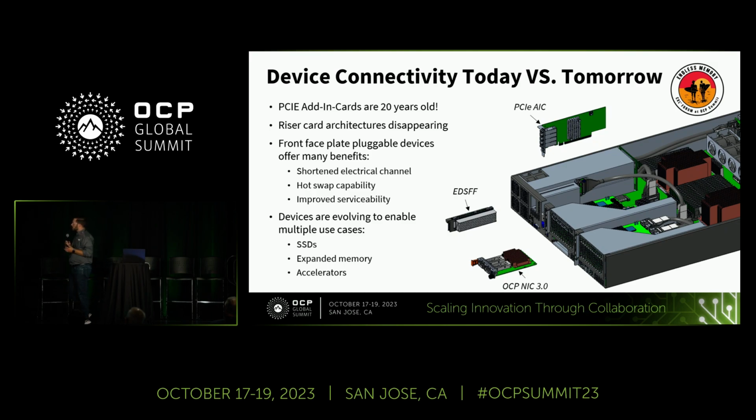PCIe add-in cards have been this ubiquitous device. It could be an accelerator, it could be a NIC card, storage, right? And we've seen some customization to these new devices specific for their intent. So OCP NIC is typically going to be a network interface card. EDSFF, I think, is a good example. It started as an SSD, and we're seeing some use cases with DRAM and some other options there.